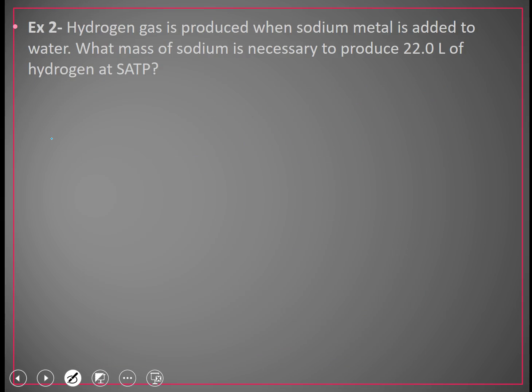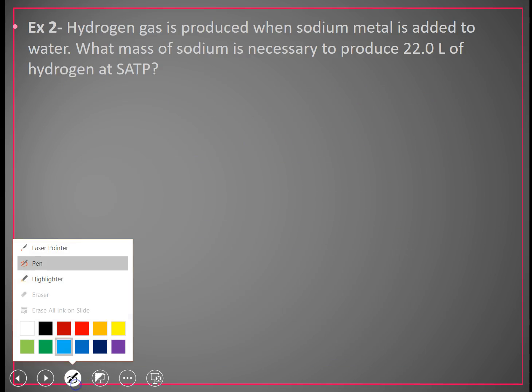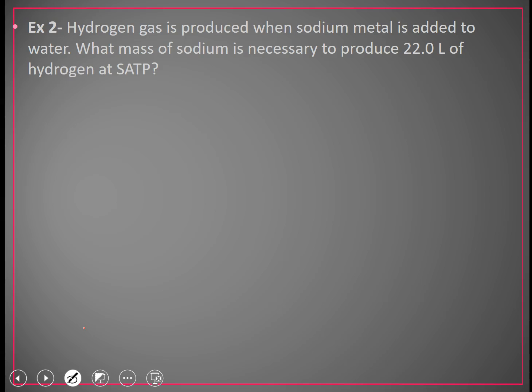Alright, so let's give myself a little bit more room. So first step, again, we have to write out this balanced reaction. So hydrogen gas is being produced. That means hydrogen is going to be a reactant or a product? A product, so this is going to be H2 gas. It is produced when sodium metal, so that's just like a big hunk of sodium, is added to water.